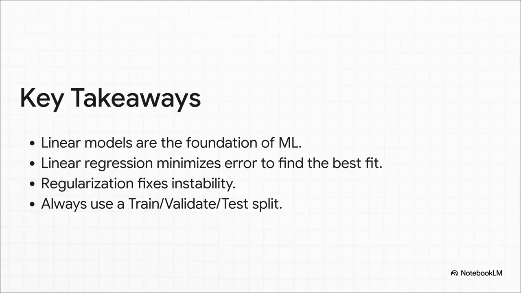Okay, let's wrap this up. What are the big things to remember? First, linear models are the absolute foundation of machine learning, way more powerful than they sound. Second, linear regression is all about finding the best fit line by minimizing some kind of error score. Third, watch out, because that perfect mathematical solution can be unstable and regularization is your best friend for fixing it. And finally, and I can't say this enough, always use a train, validate, and test split. It's the only way to know if your model is actually any good.